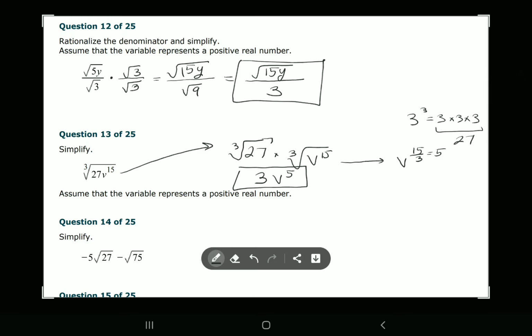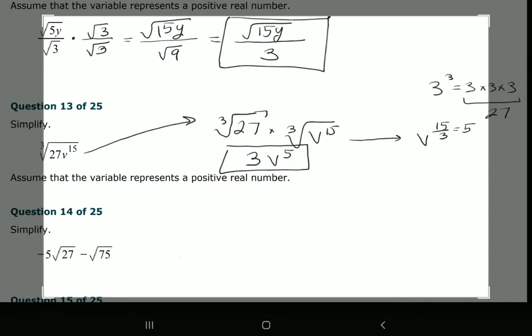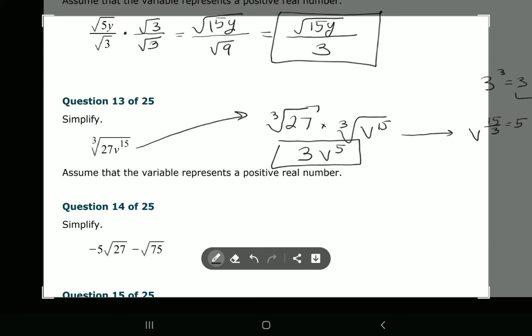Number 14, we want to simplify. We have negative 5 square root of 27 minus the square root of 75. When I am adding and subtracting with radicals, all the radicals must have the same index, which in this case, they do. The index is 2. And the radicands must be the same. In our case right now, the radicands are not the same.